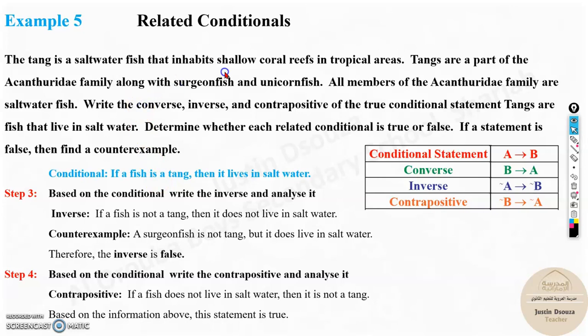And look into the question for hints. Say for example, to write the counter example, the information will be given in the question. So use the information from the question and write the counter examples. And look through the statements of inverse, converse, or contrapositive. If it is true, then that's it. You don't have a counter example. Only when it is false, you will have a counter example.